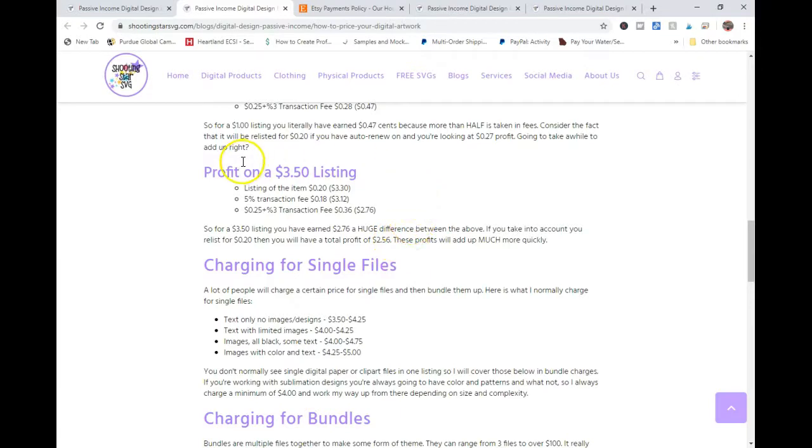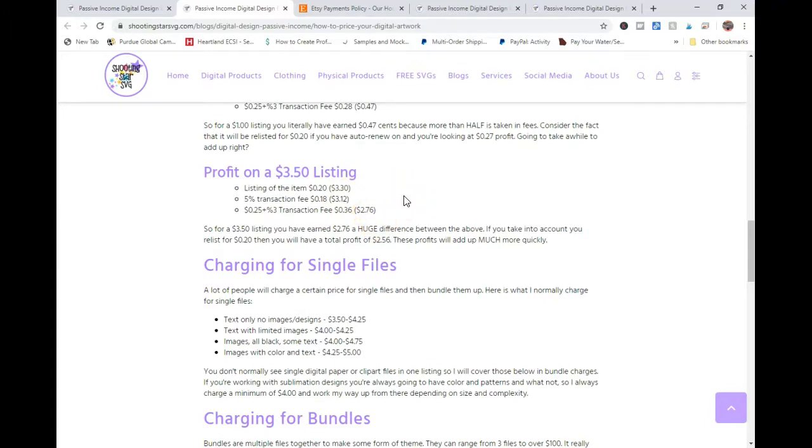So for a $3.50 listing, again, you get your 20-cent listing fee, which brings you down to $3.30. Your 5% transaction fee, it's going to be much higher. It's going to be 18 cents versus 5 cents because your base listing price is higher, bringing you down to $3.12. And then you have your transaction fee, which is the base of 25 cents plus 3%, okay? And that's going to equate to 36 cents, bringing your profit margin to $2.76.